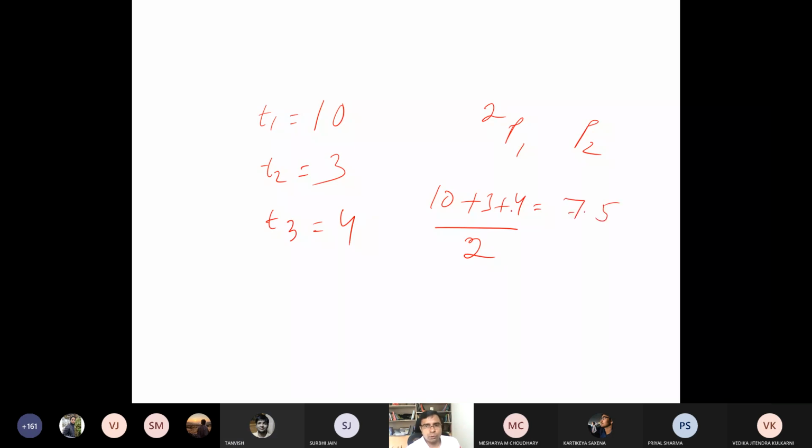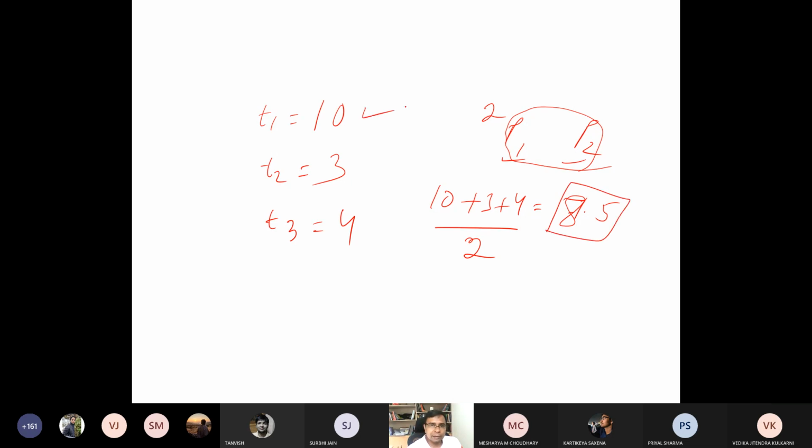So 8 plus 4 is 12, plus 3 is 15, 17. 17 by 2 is 8.5. 17 by 3 is around 5.6. No, I am taking 2 processors, P1 and P2. So in that case, 8.5.